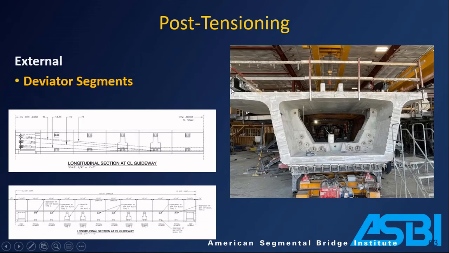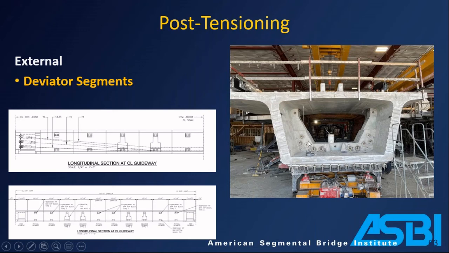With those, you have to have some way to deviate them. So you've got these tendons that are inside this chamber, and you want a draped profile, so you need some way for them to change the direction to follow that draped tendon profile that we talked about. And those are usually accomplished with some sort of special deviator segment.